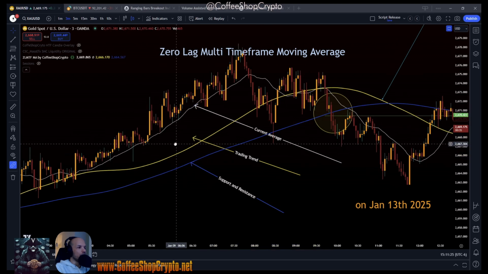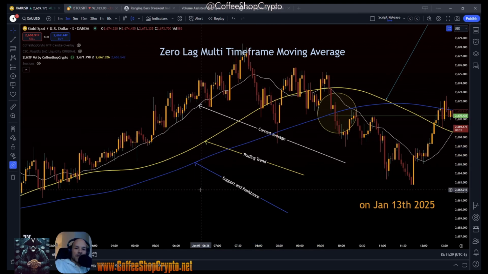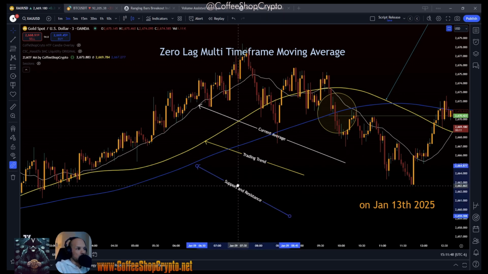You can use moving averages as a way to determine your top-down analysis, right? Your highest time frame is your support and resistance as well as your trend. Your medium time frame is your trading trend, right? And your current time frame lets you know if you are with the trend or against the trend, right? That's basically what you're doing. And that's why I have these marked out here.